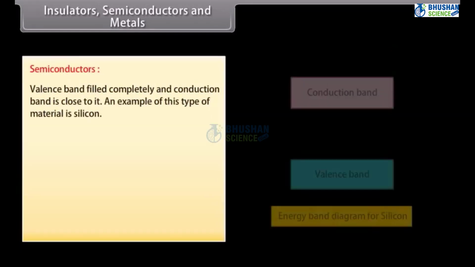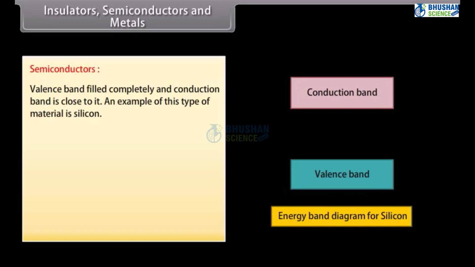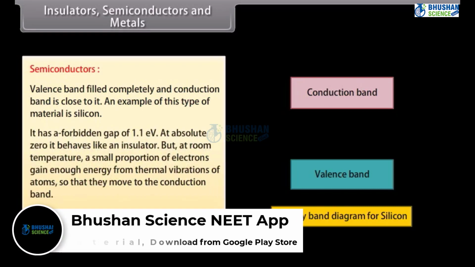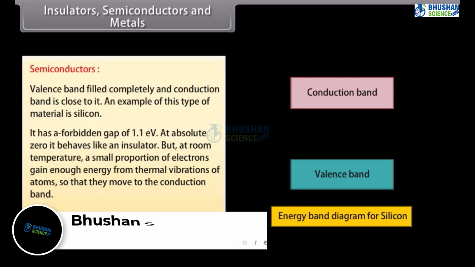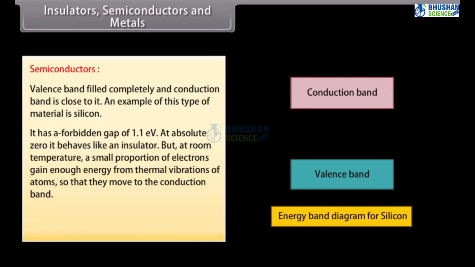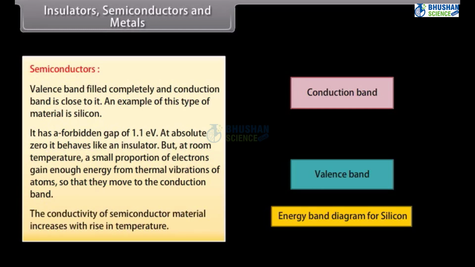Semiconductors. Valence band is filled completely and the conduction band is close to it. An example of this type of material is silicon. It has a forbidden gap of 1.1 electron volts. At absolute zero, it behaves like an insulator. But at room temperature, a small proportion of electrons gain enough energy from thermal vibrations of atoms so that they move to the conduction band. The conductivity of semiconductor material increases with rise in temperature.